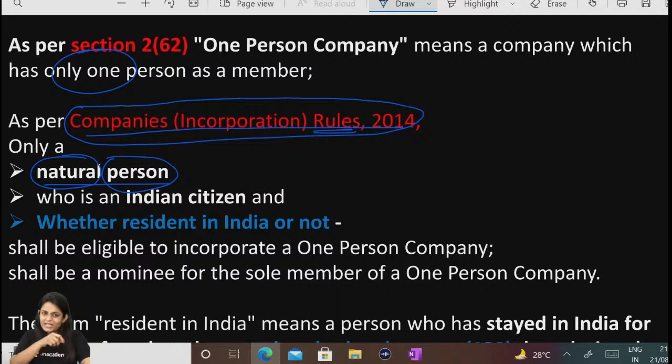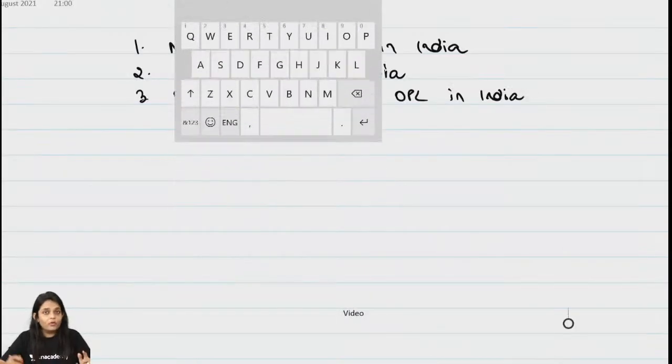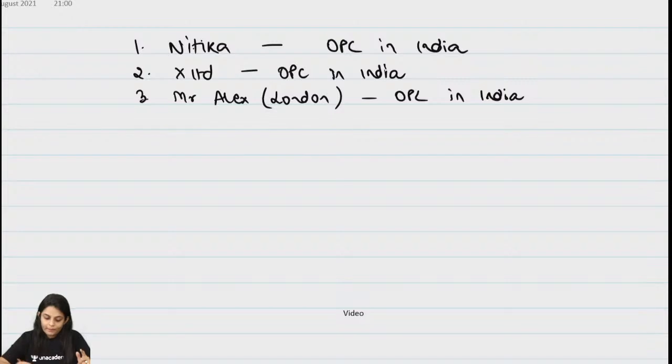Well, someone has answered something. I'll just get back to your statement. I want to discuss this statement. So, only a natural person who is an Indian citizen, right? If I go back to this, can Nitika, who is an Indian citizen, form an OPC in India? Yes. Can X Limited form an OPC in India? No, because X Limited is not a natural person.